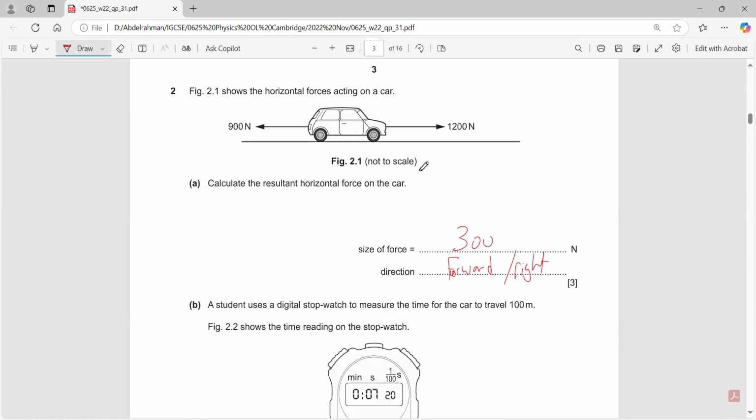When should I subtract? You should subtract if the forces are in opposite directions. If they're in the same direction, you should look at the arrows, and then you should add them.